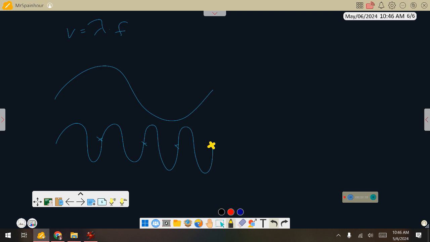Yeah. So is the velocity always the same? Remember we said the other day that velocity is controlled by the medium and the restoring force. Okay, so I can change the velocity in this string. Now, have I changed the wavelength at all? Nope, it's the exact same size.